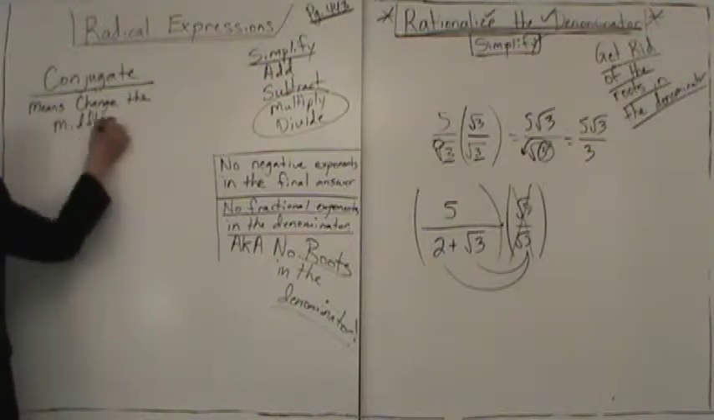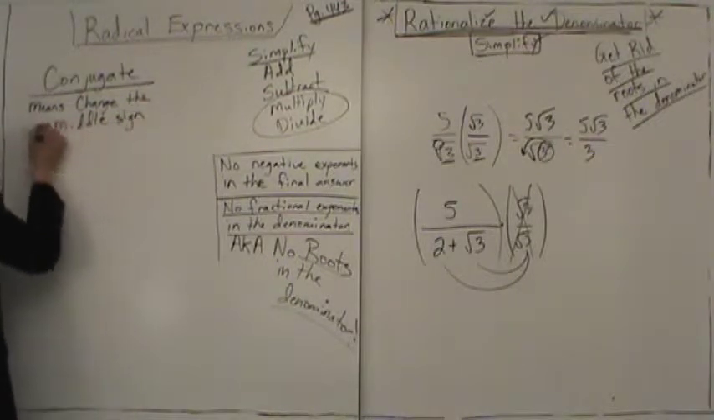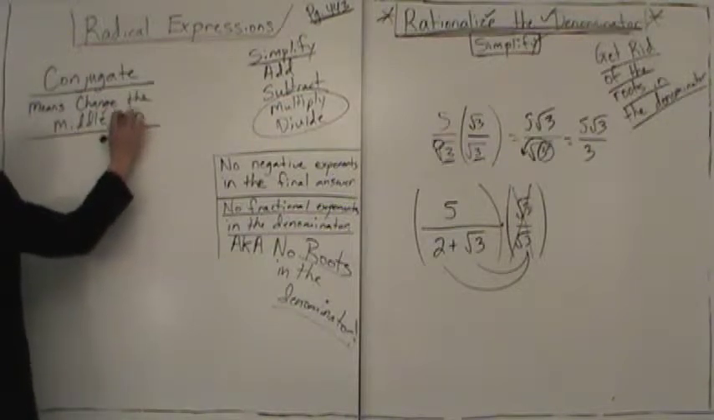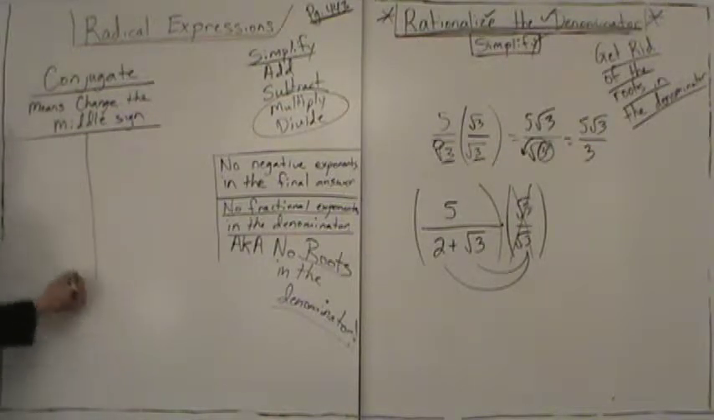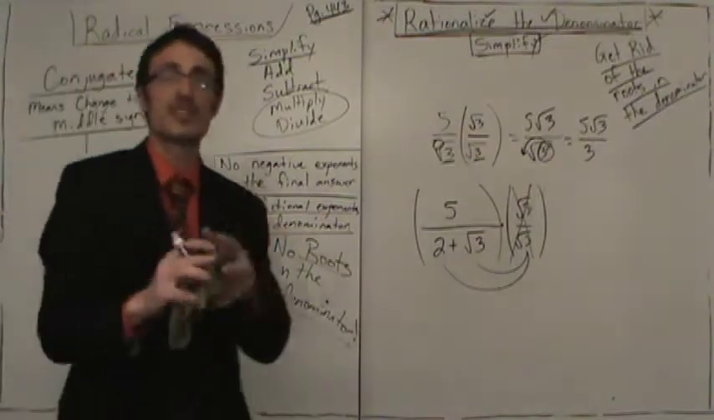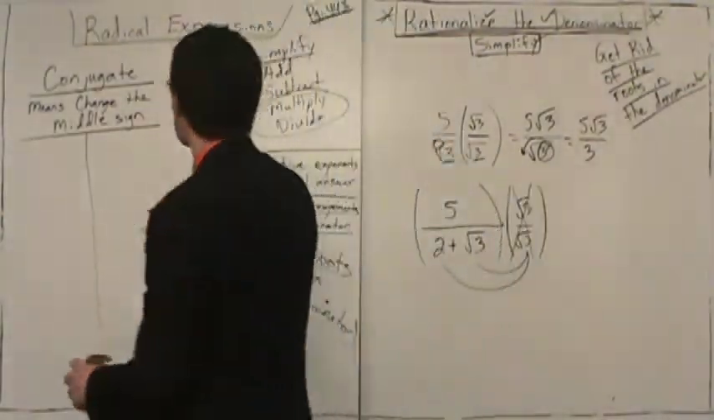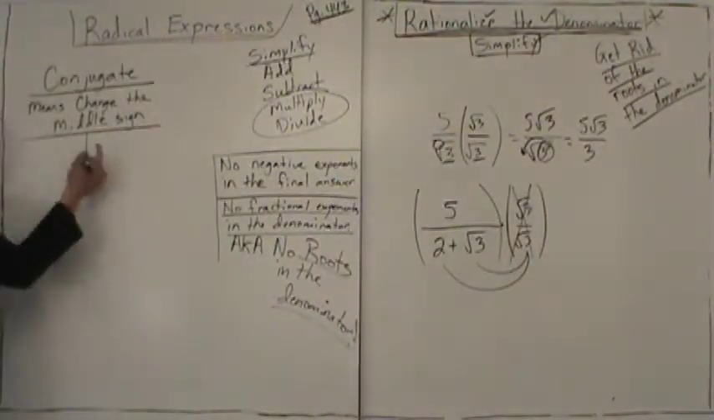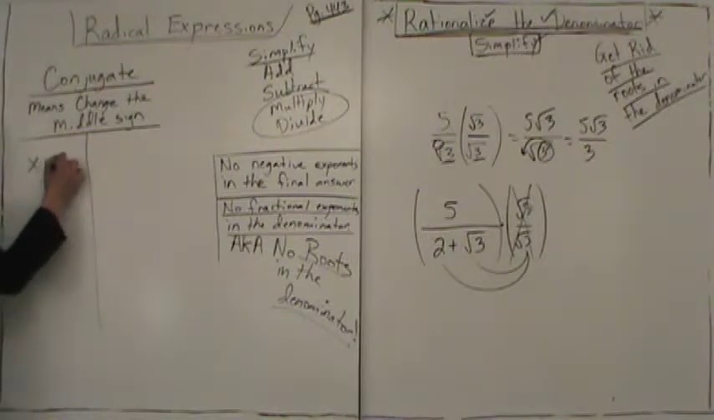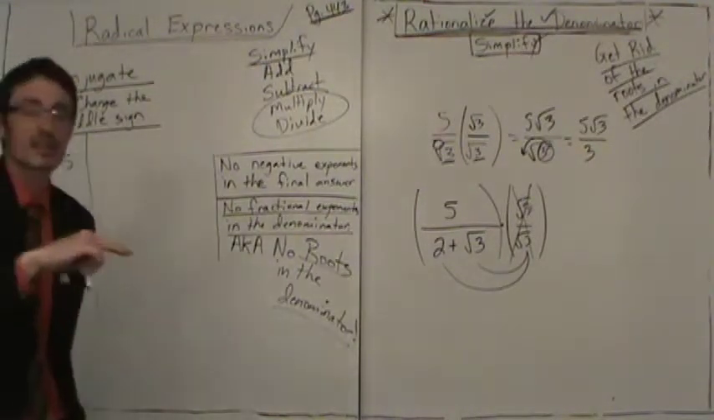And this is all over your SOL. So change the middle sign. So I'm going to ask, what is the conjugate? I'm going to give you examples. So conjugate literally means change the middle sign, or you can think of this as opposite middle sign. So if I write x plus 5, and I ask you, what is the conjugate?